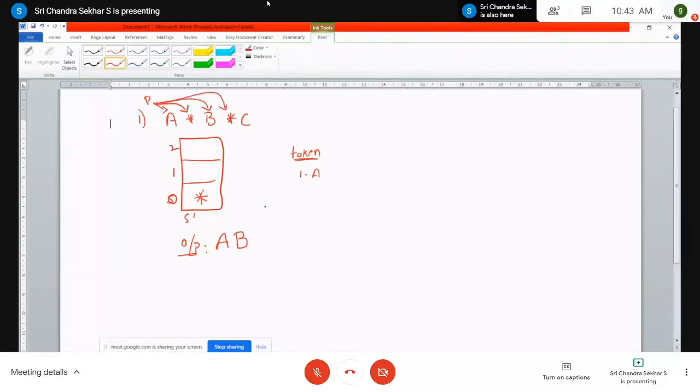When it is an operator, you have to check whether the stack is empty or not. The stack is not empty. In such a case, you have to check the precedence of the incoming operator. The incoming operator is star. The precedence of the incoming operator star should be compared with the precedence of the symbol that is present on the top of the stack, right? So both the operators have equal precedence. Whenever we have equal precedence, then you should go for a concept called associativity.